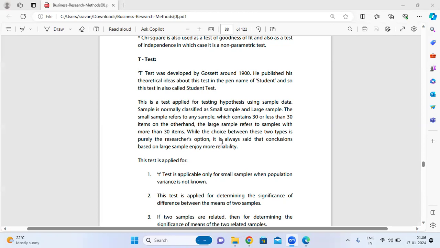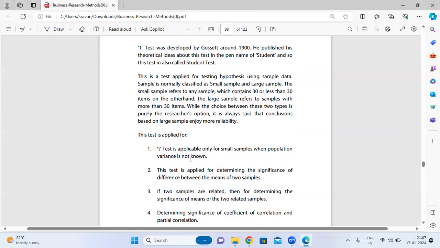The choice between these two types is purely the researcher's option. It is always said that a conclusion based on a larger sample enjoys more reliability.